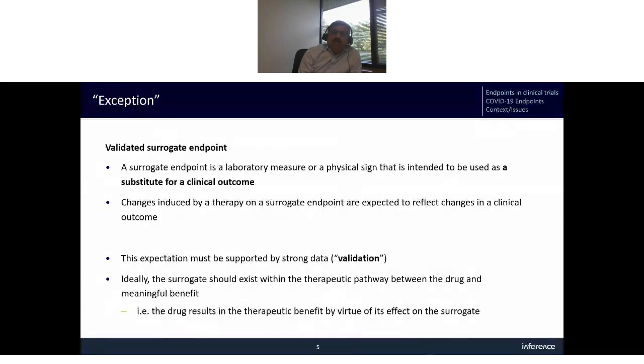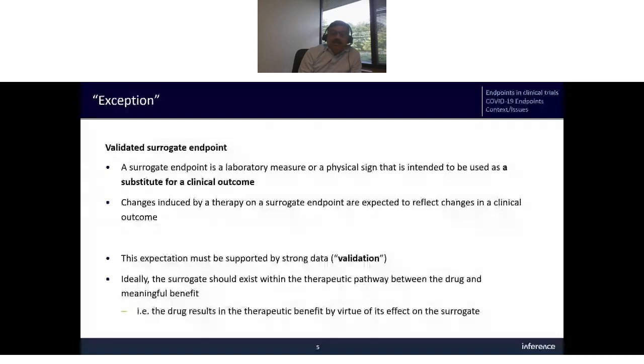Now, the one issue with a surrogate endpoint is that the endpoint could be a marker of some kind, right? And for that to be used as a surrogate, it would require strong data to validate that the surrogacy works. Which basically means that if you have improvement on the surrogate endpoint, then you will have improvement on the clinical endpoint.